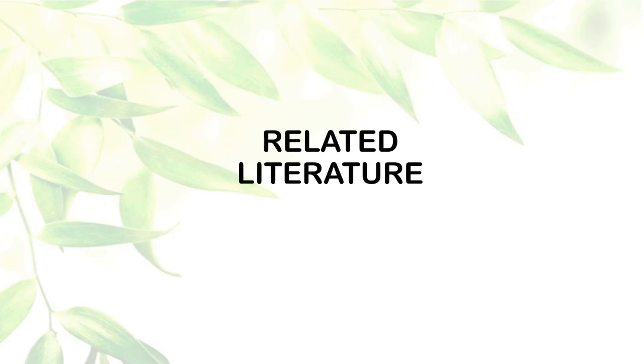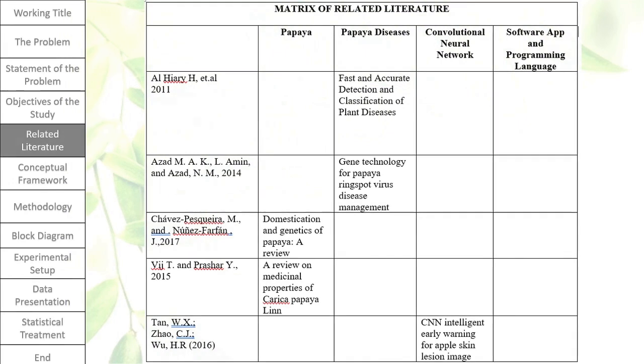For a review of related literature, let me show the matrix for the authors and the keywords that were used in the paper. We have papaya diseases, convolutional neural network, software application, and programming language.